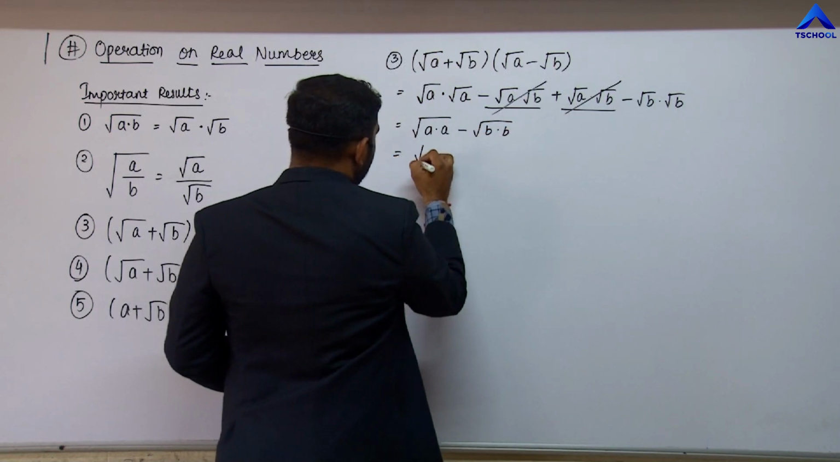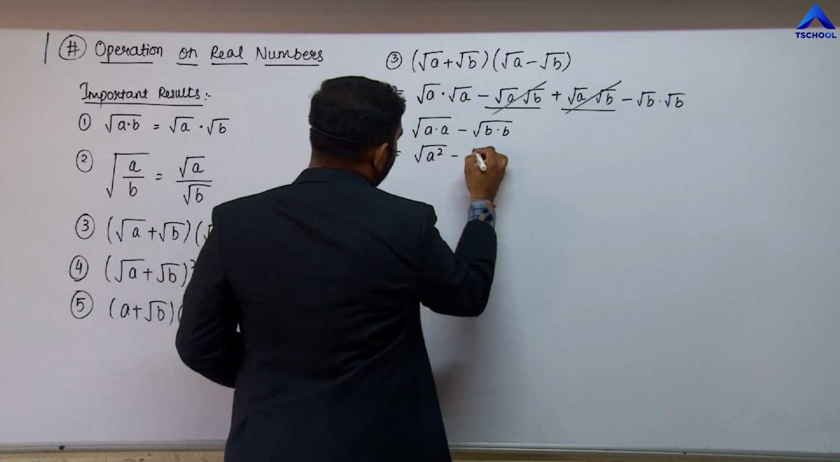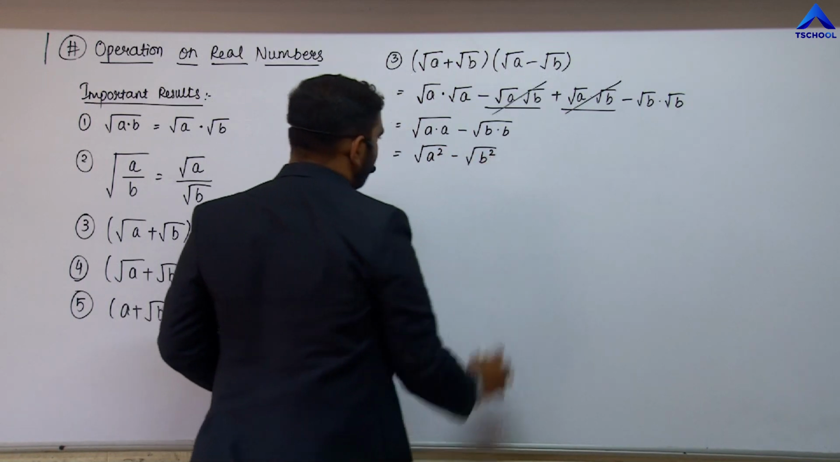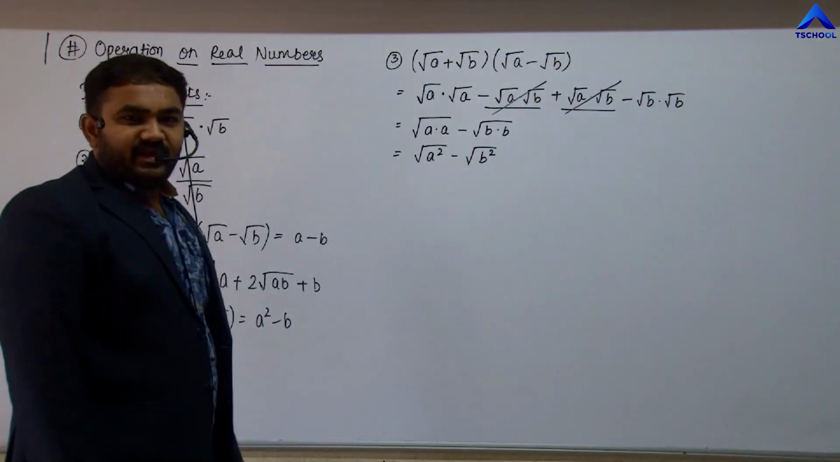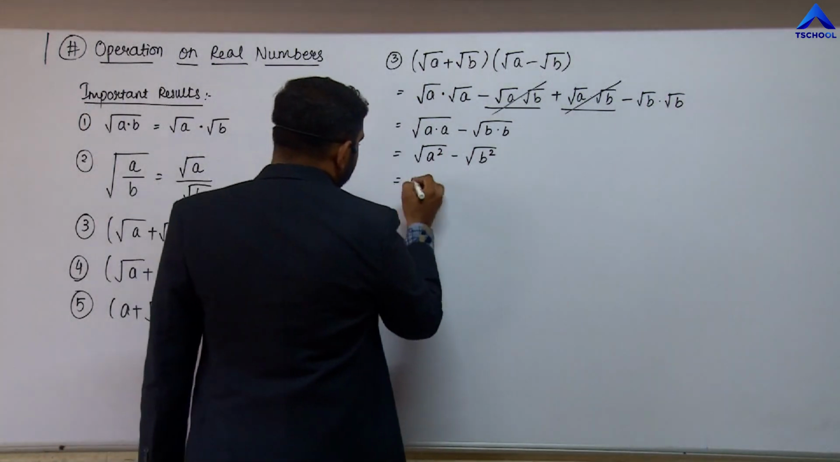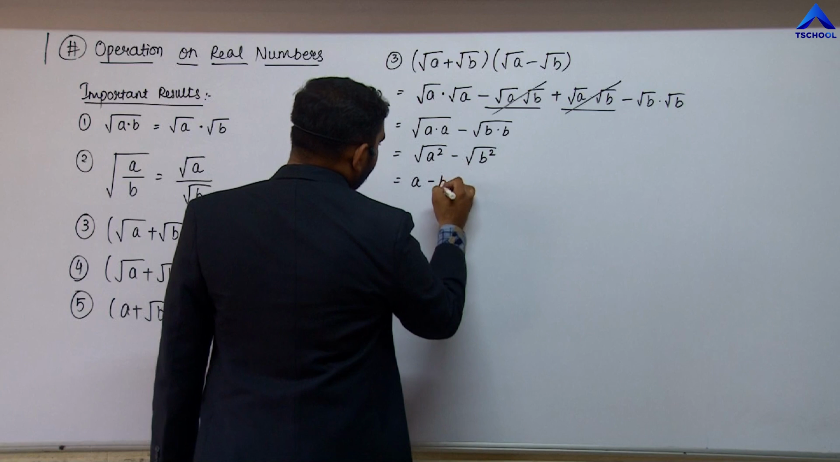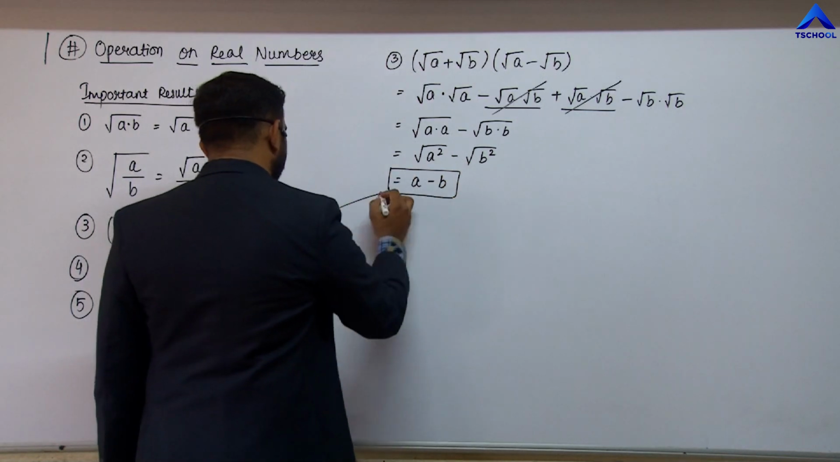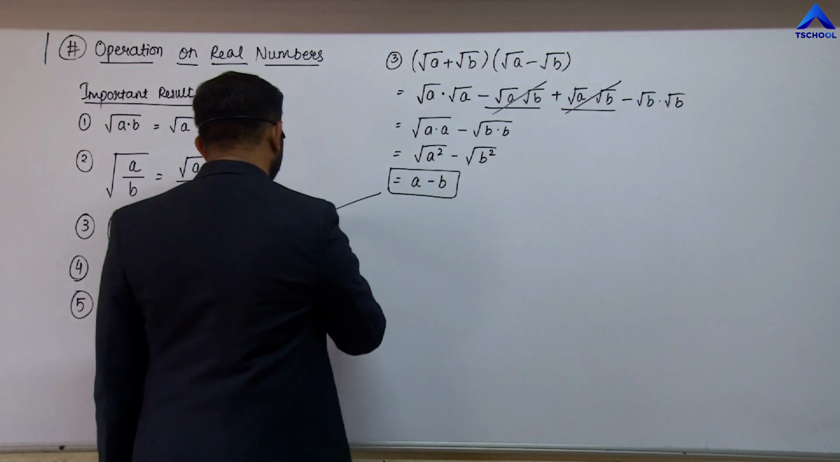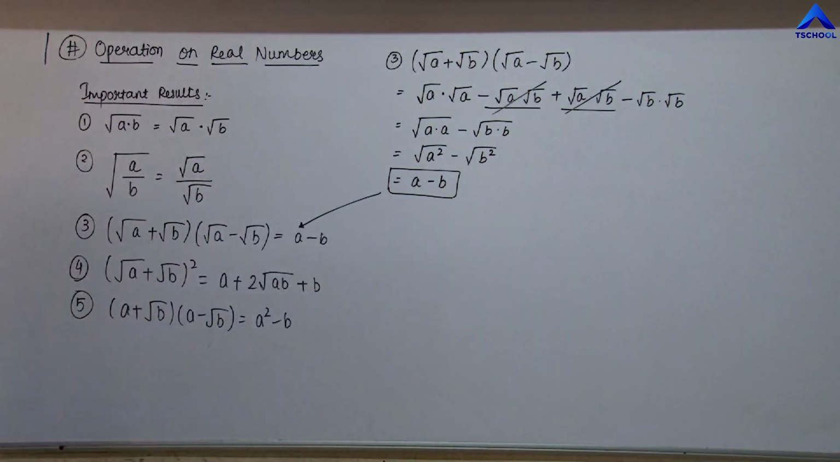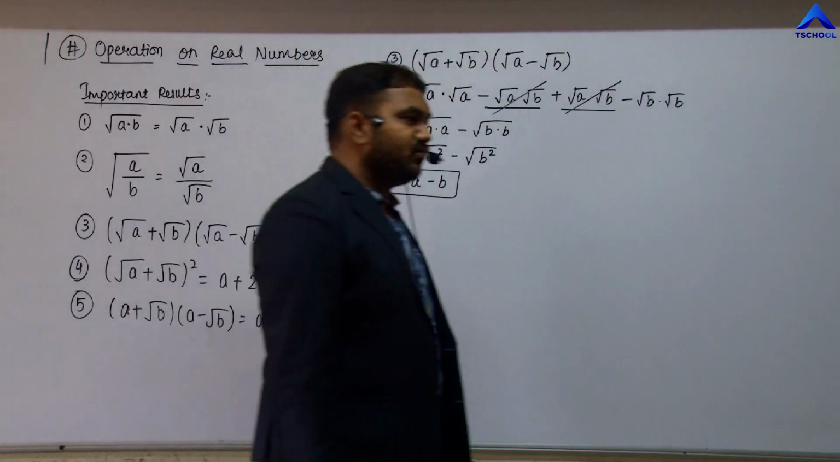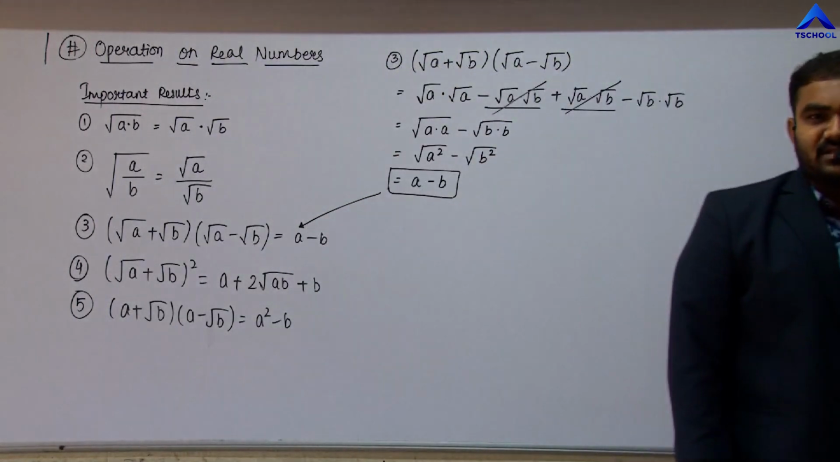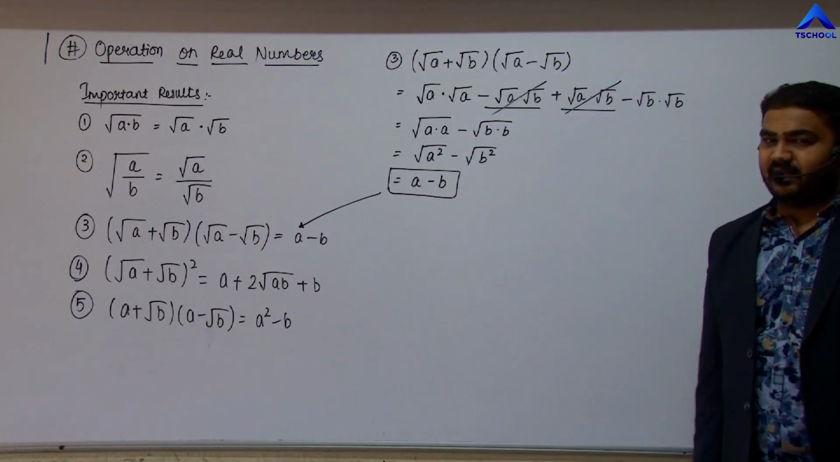What is a into a? That is square root of a square, minus b into b is square root of b square. Again, square root of a square is equal to a, minus square root of b square is equal to b. So that is a minus b that we get here in this property number 3, or result number 3. Is it clear, friends? So this is how you can multiply these two terms, root a minus root b and root a plus root b, and get the answer a minus b.